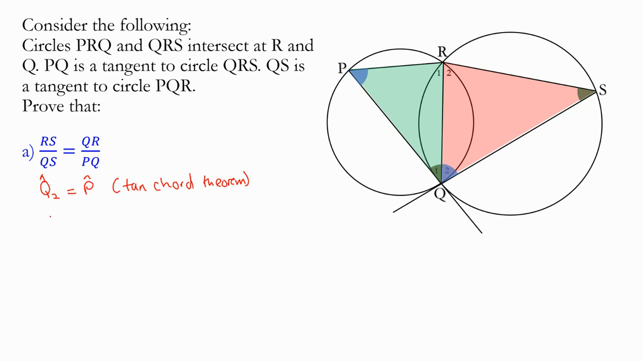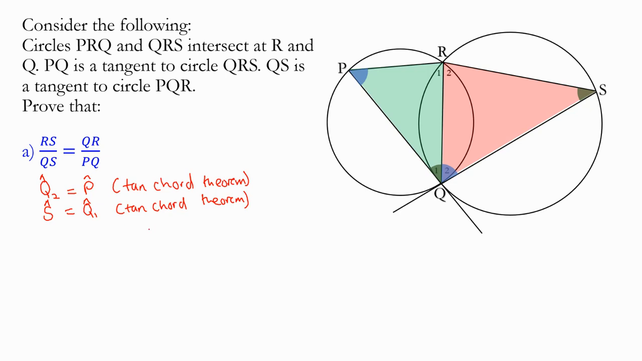So we're starting with the angles of the bigger triangle. It's just my choice to do that. You can start with the triangle PRQ. At the end, we're going to get the same answers, right? So angle S is equal to angle Q1, again by the tan chord theorem. We've proved that we have two pairs of corresponding angles being equal. So now it means the third pair also are equal.